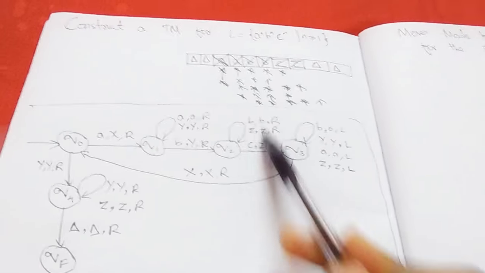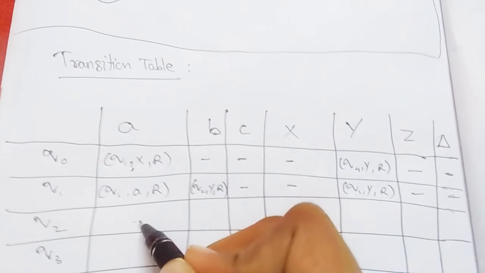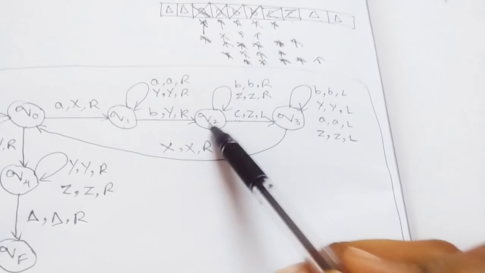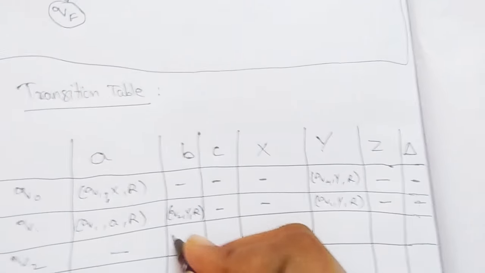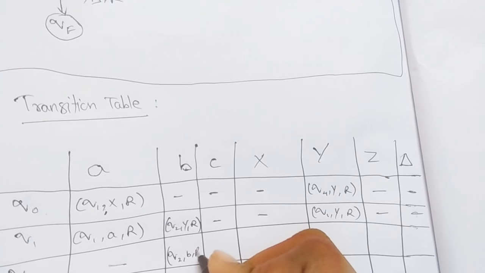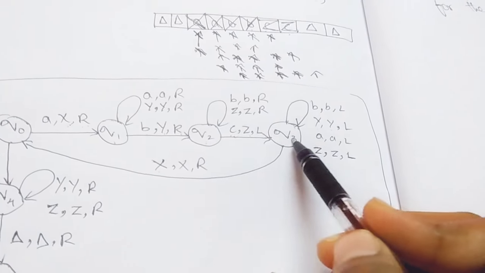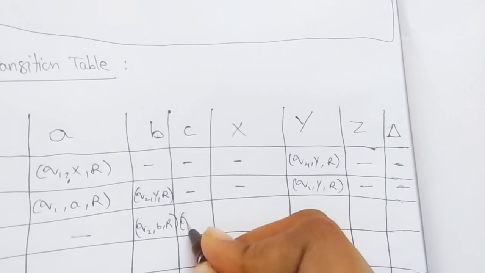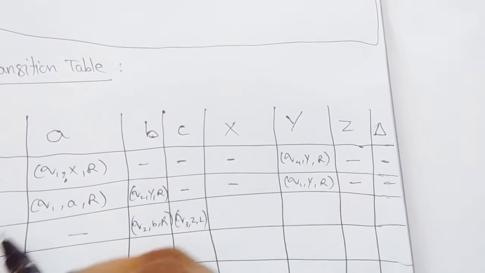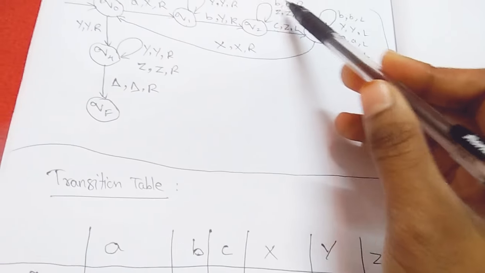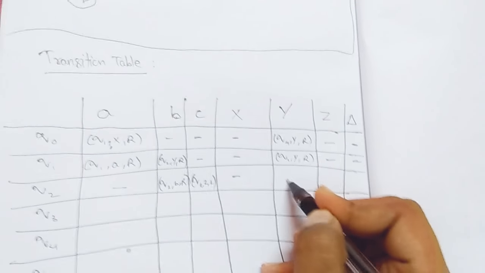Q2 to a, there is nothing, so nothing. Q2 to b, there is q2 itself as a transition state, so therefore q2 comma b comma r. Q2 comma b comma r. Q2 to c, there is q3 comma z comma l, therefore q3 comma z comma l. Q2 to x, there is nothing, so nothing. Q2 to y, there is nothing, so nothing.